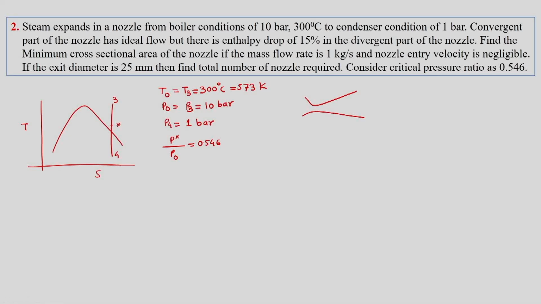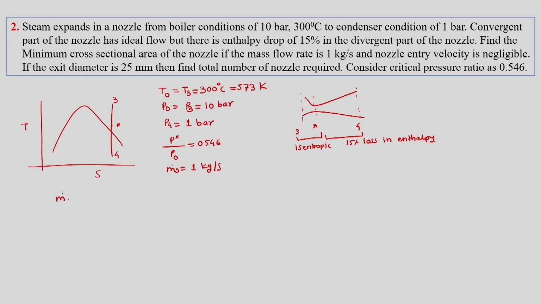So, we will say somewhere we have star. So, this is star, this is 3 and this is 4. In the CD nozzle we have this part as isentropic and this part has 15% loss in enthalpy. So, we are supposed to find out the minimum cross section for m dot s is equal to 1 kg per second. Let us first find out the minimum cross section.